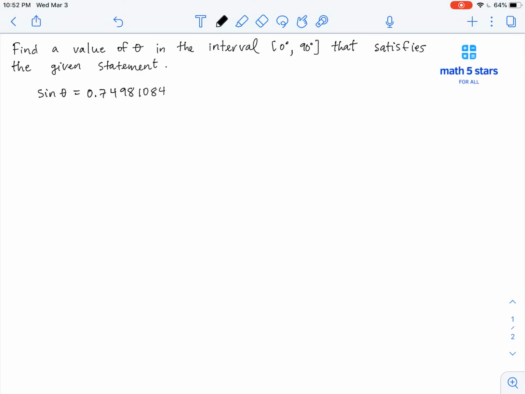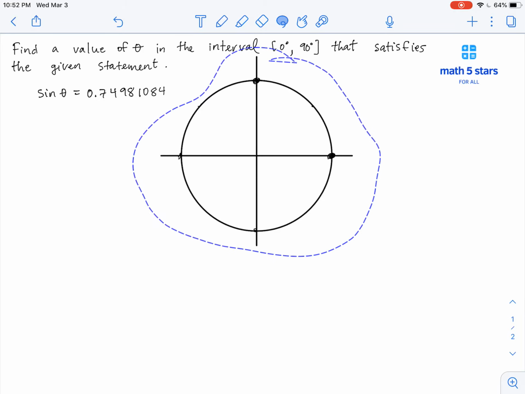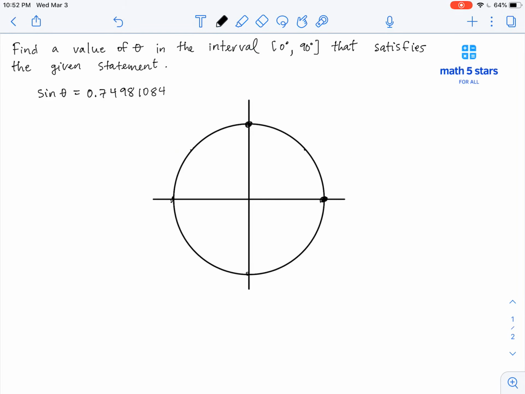Hello guys, in this problem we are asked to find the value of an angle given its interval as well as the sine of the angle, right? So the first thing that we want to do is to have our circle. So in my previous video I mentioned that we know that the values of sine and cosine are bounded between -1 and 1. That we need to know for a fact.